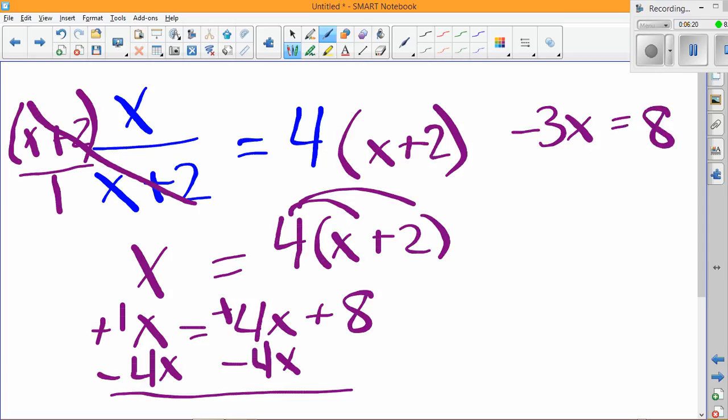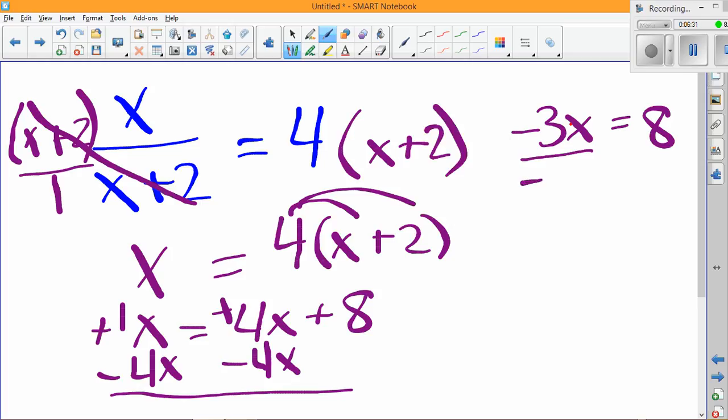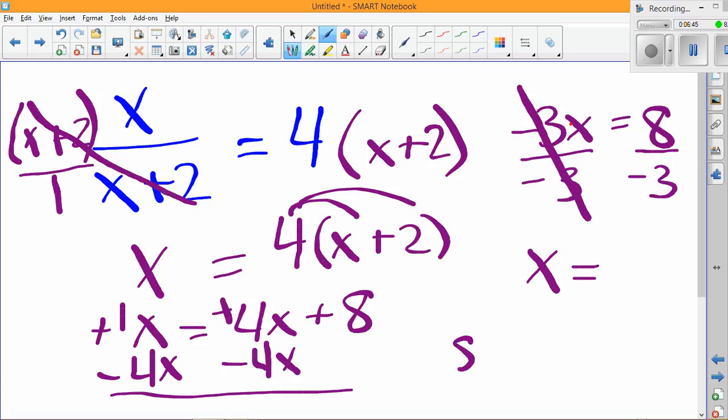Here's the part that's tricky. Again, I have this multiplication there that we don't always write, but it's there. And I want to divide. I'm going to get negative 3x divided by negative 3. Negative 3 divided by negative 3 is 1, so I'm left with x. And then we're left with 8 divided by negative 3.